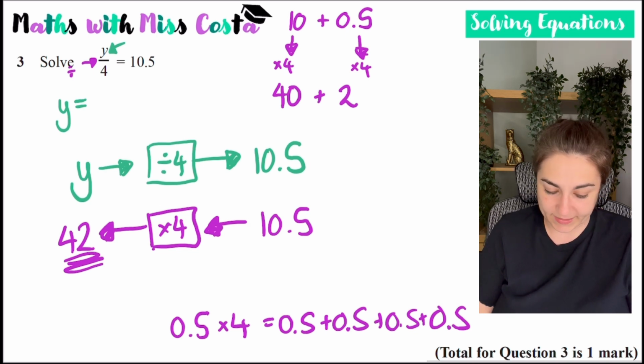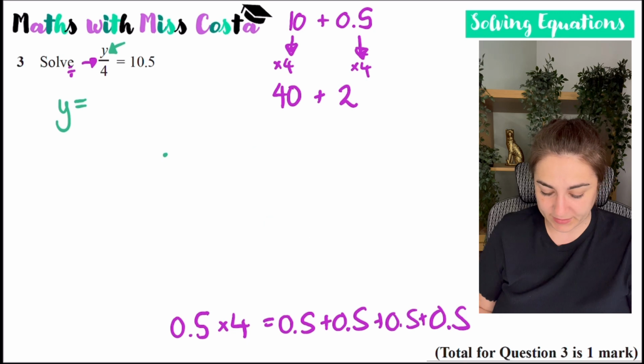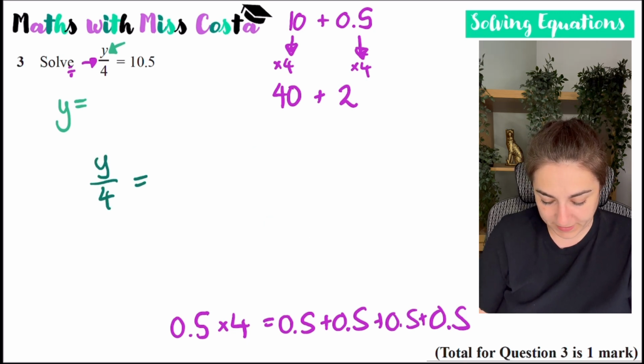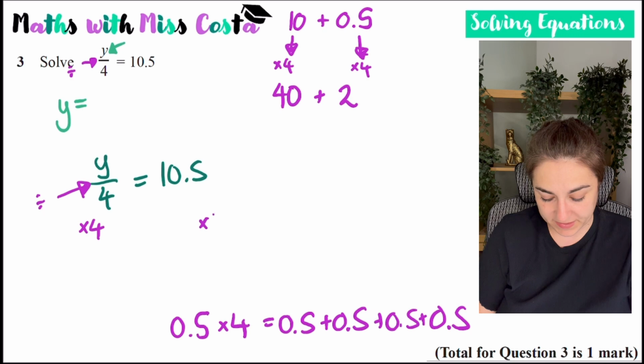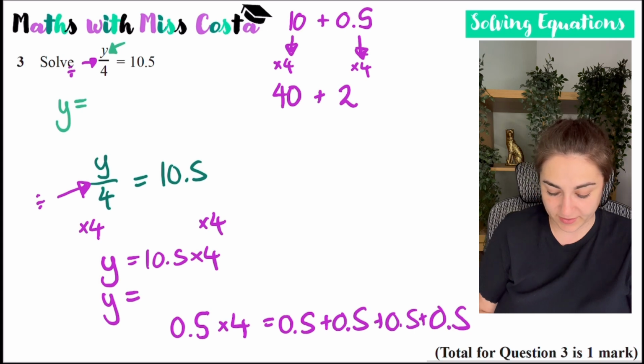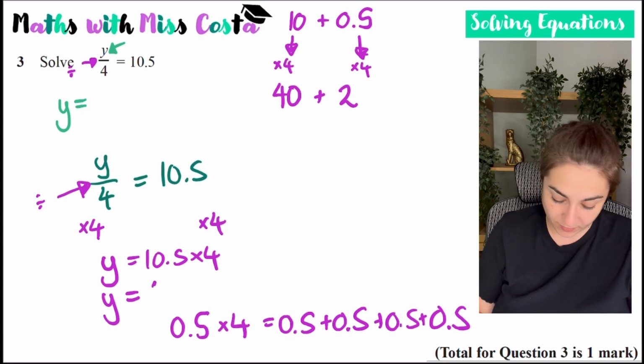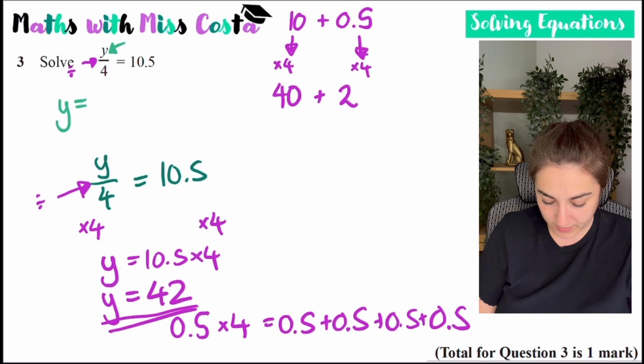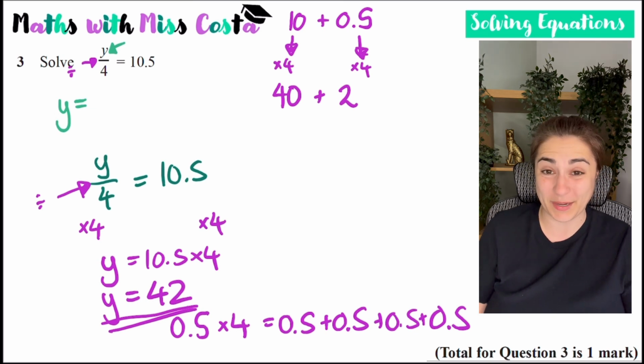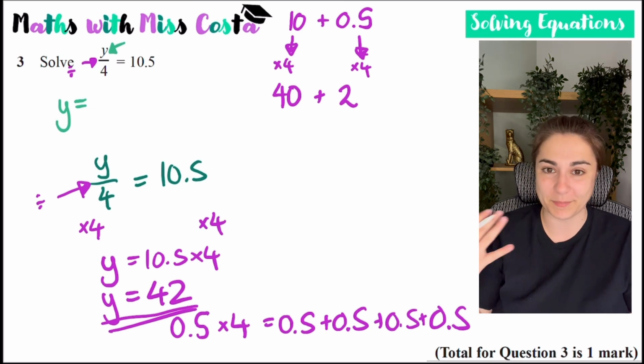The other way is, once you understand how function machines work, you know that y is being divided by 4 and it gives you 10.5. This means divide, so the inverse would be to times both sides by 4, so you know that y is 10.5 times by 4, and then you do the calculation. 10 times 4 is 40, 0.5 times 4 is 2, so 42. But yes, there's loads of ways to do this. You just need to choose the method that works best for you.